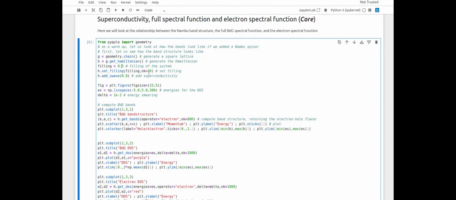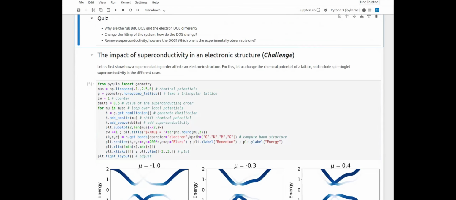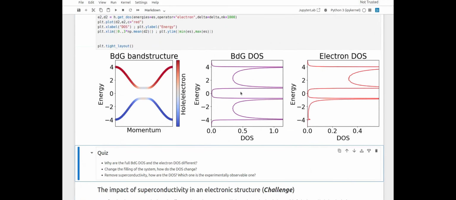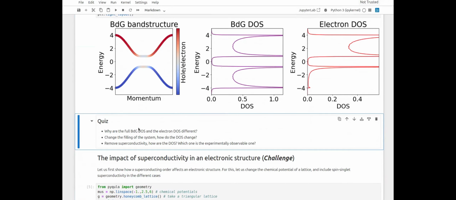And of course, if we take a different filling, a much smaller one, we see that the gap also remains both in the total density of states and the electron density of states. And of course, the electron density of states and total density of states are different.